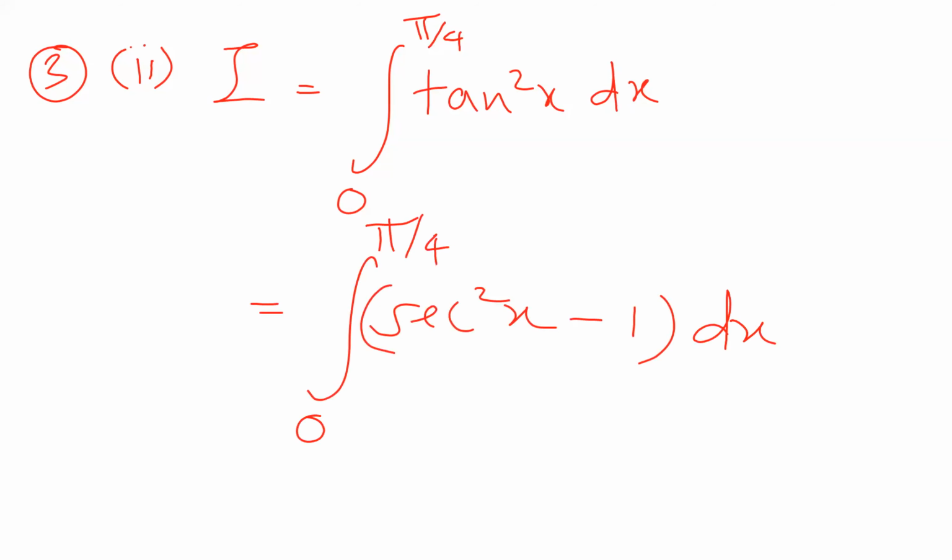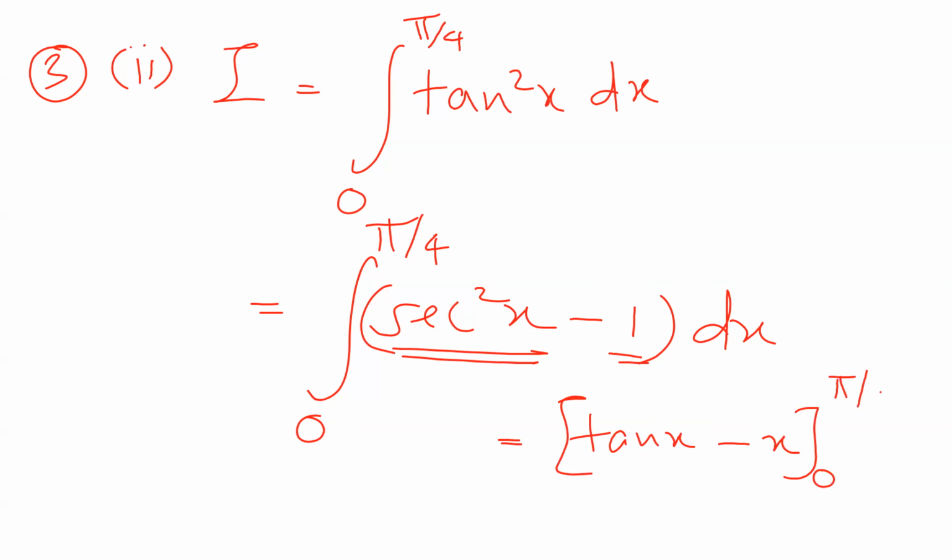So whenever there is tan square x or cot square x, always first apply the fundamental identity. So tan square x is replaced with sec square x minus 1. Now we can individually integrate this: integration of sec square x is tan x, and integration of 1 is x, from 0 to pi by 4.